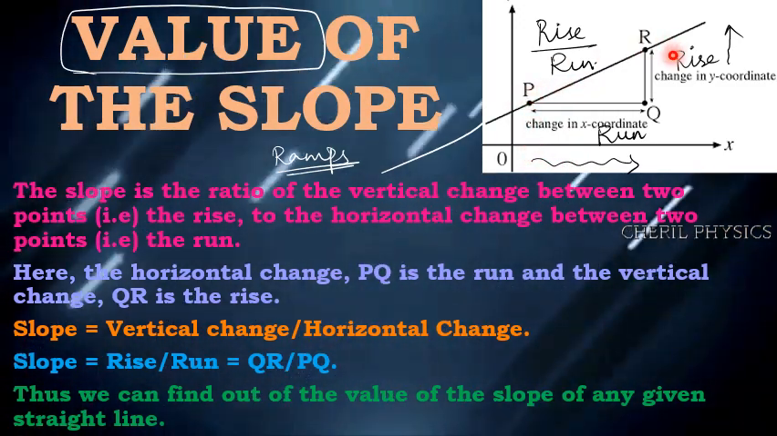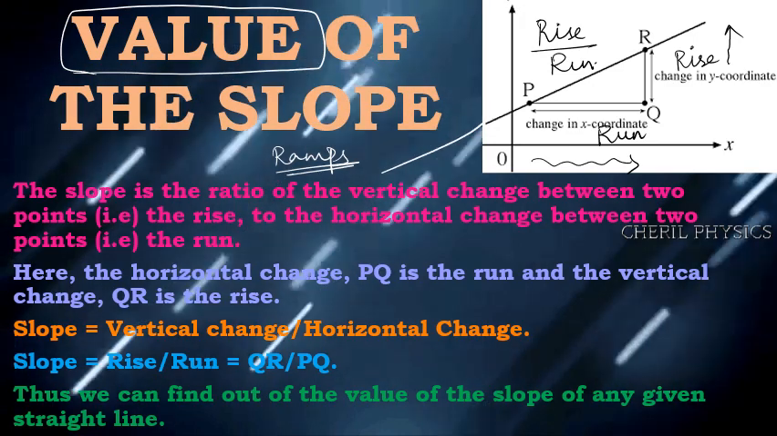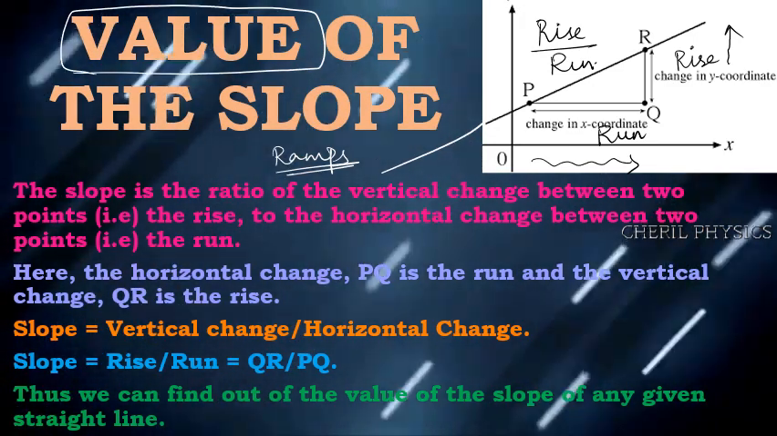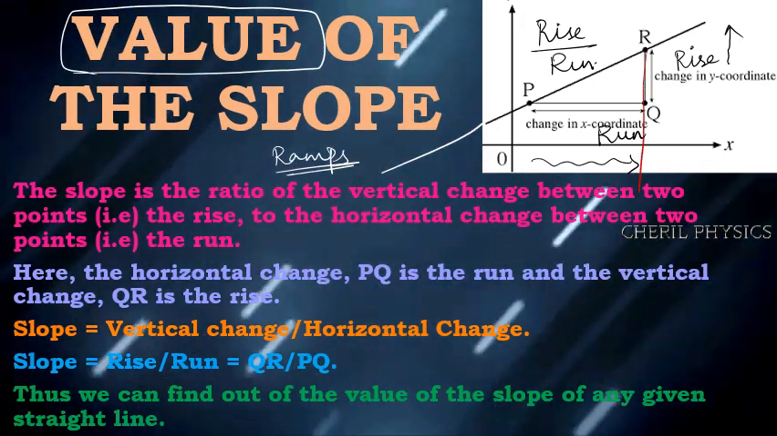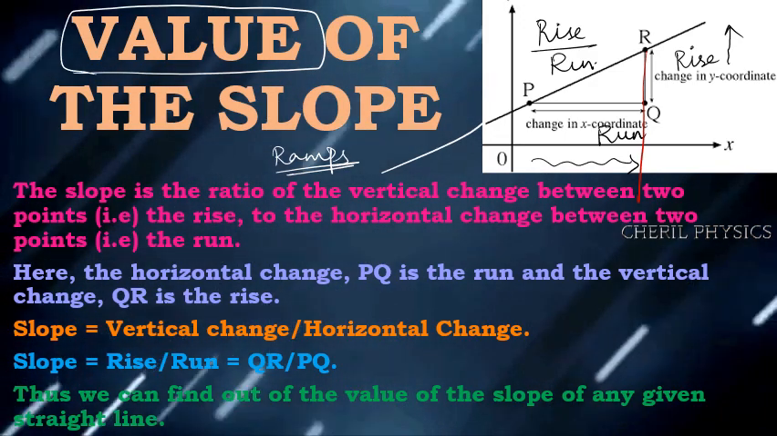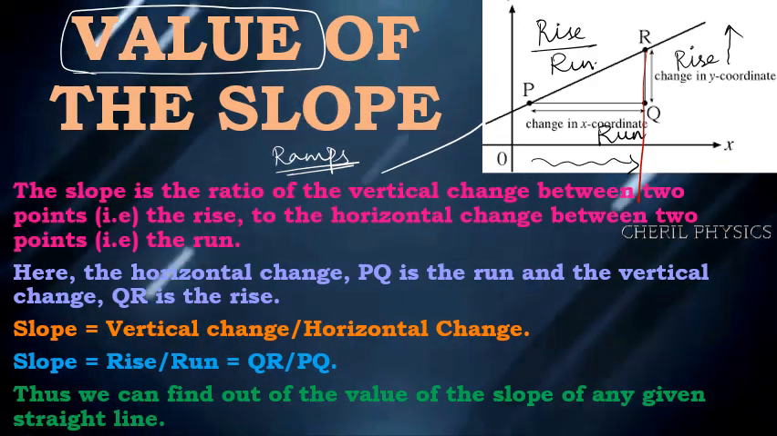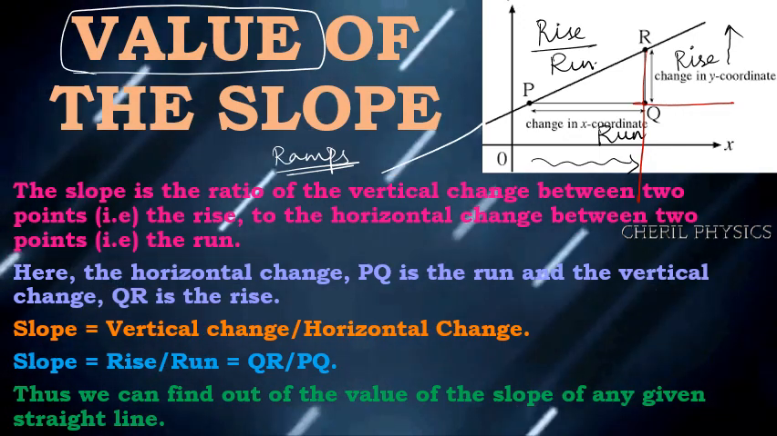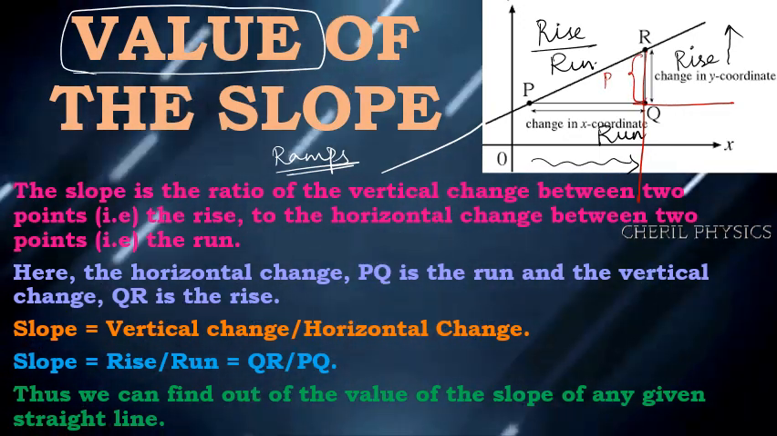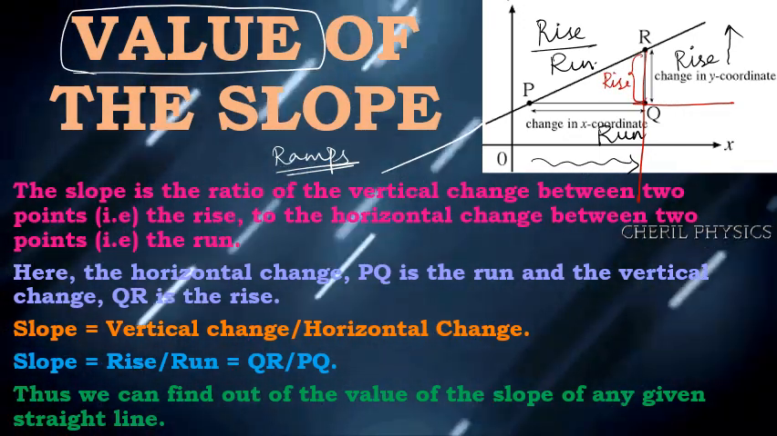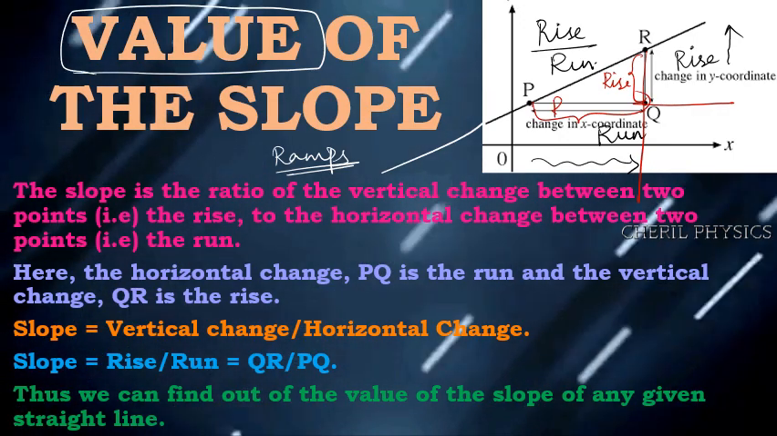Okay, so for those 2 points, what you will have to do is bring it down towards the x-axis, also towards the y-axis. Then you will have to find out. So this will be towards the y-axis. So this will give you your rise and this will give you your run.